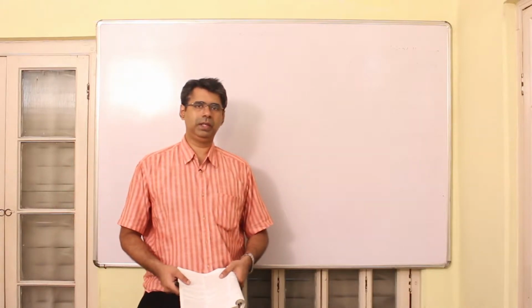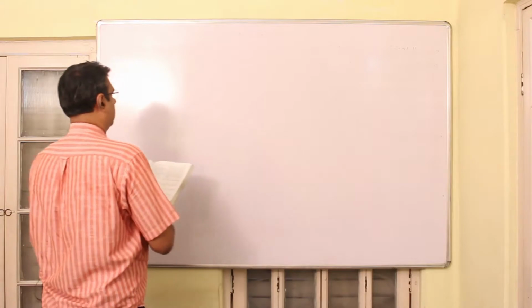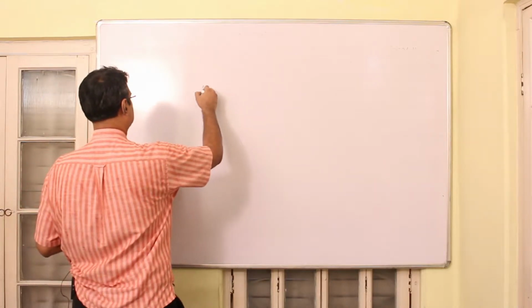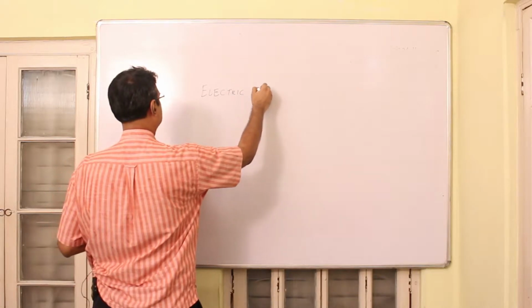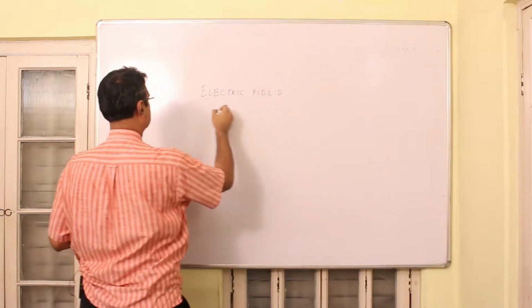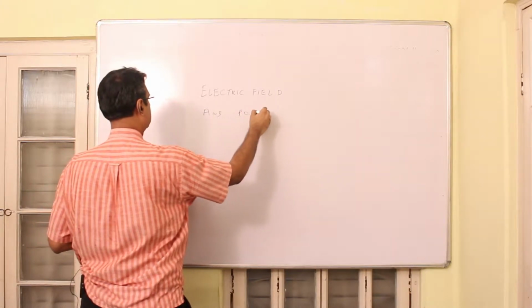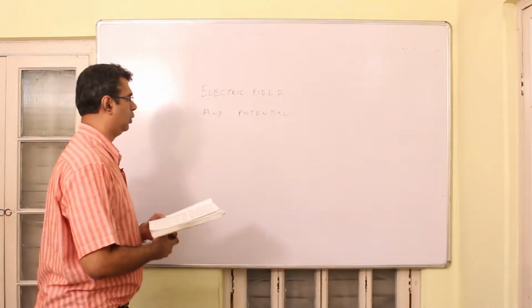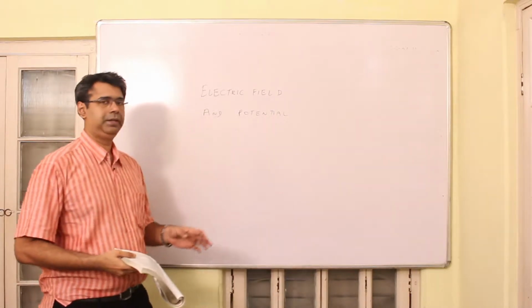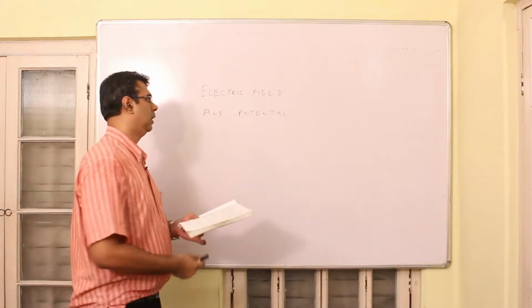Today we will be doing electric field and potential. As you know, atoms consist of electrons, protons and neutrons.